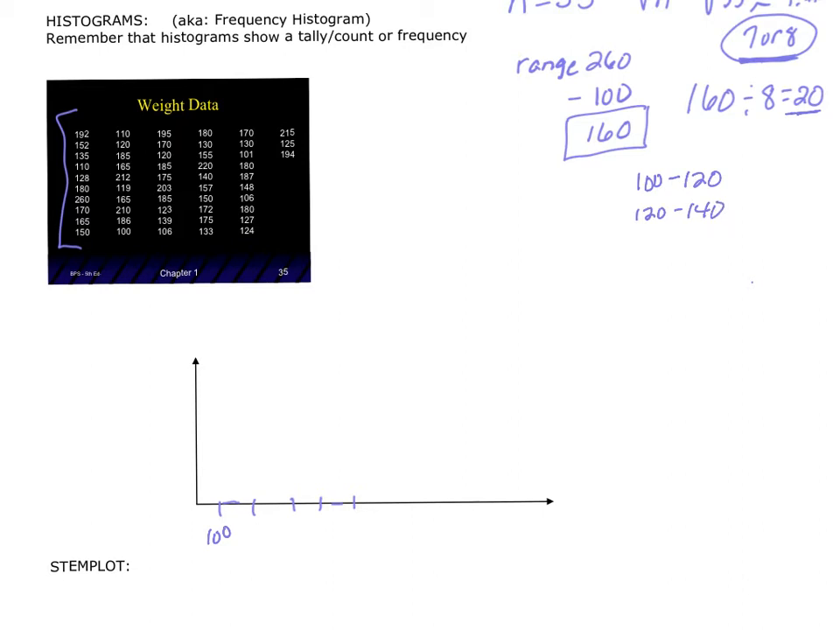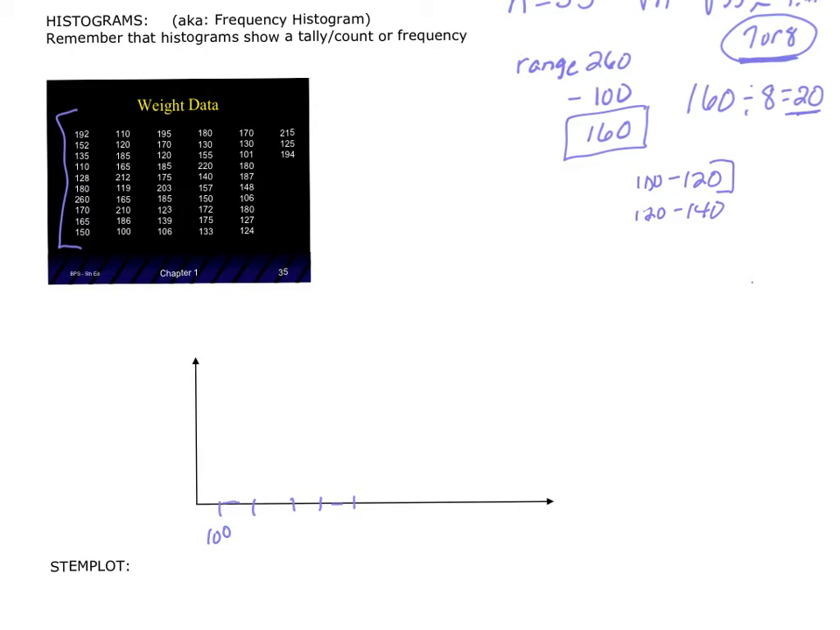But we can't have the repeat of this particular number. So we have to decide and we have to be consistent. Do we want the interval to include this lowest number of 100 and then go up to but not include 120? Or should we include the 120 in this particular interval and not include the 100 as part of the interval and have a lower interval?